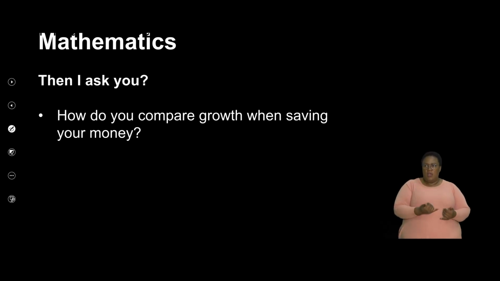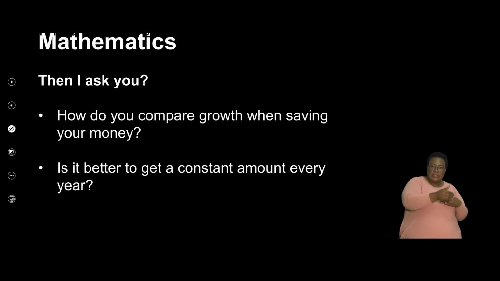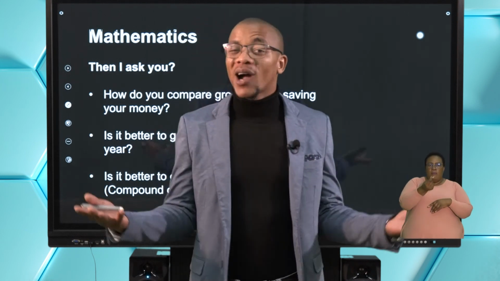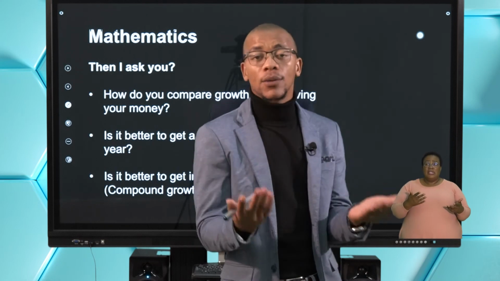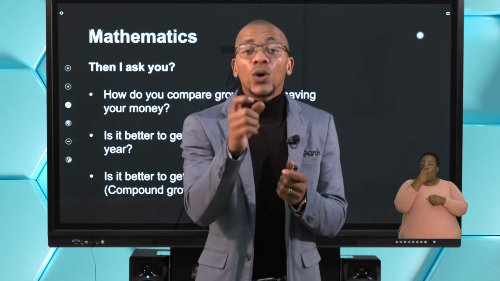And then I ask you now, how do you compare growth when saving your money? How do you then look at, is it better to get a constant amount every year, or is it better to get interest on interest, and that's compound growth? Now, these are the questions I want you to be thinking about whenever you have money. How do you compare your growth? Is it just going to be, I have 10,000, let me just go anywhere and save my money, or do I do comparison? My comparisons, do they involve me saying, I just want to get 100 Rand every year for 5 years? Or is it saying, I want to get 10% of what I have at the end of that year every time, and that's compound growth?